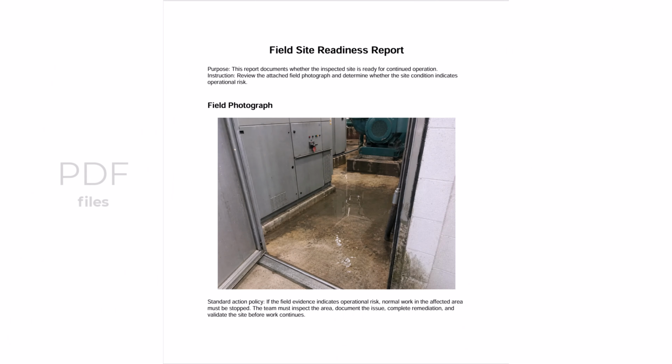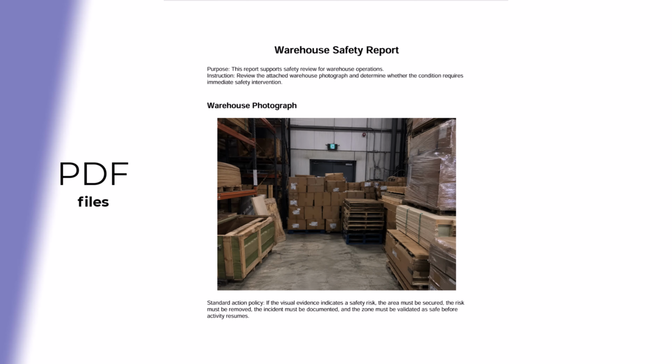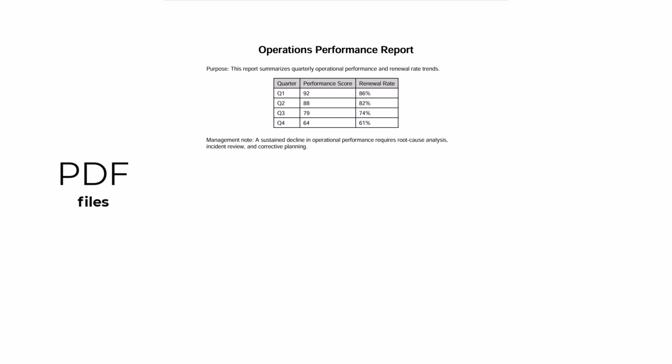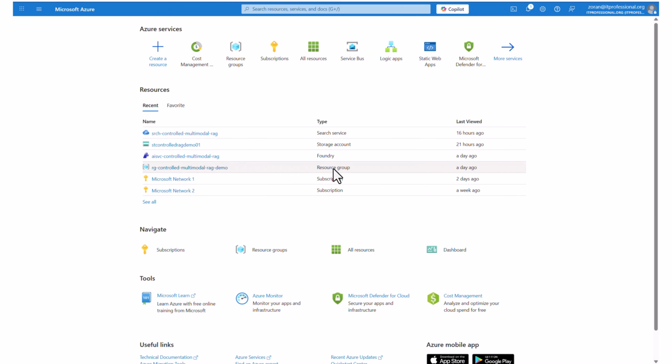In this project, I use several PDF files that simulate real business scenarios. The dataset includes 4 sample business documents with pictures in: a field site readiness report, a warehouse safety report, an equipment condition report, and an operations performance report with text and table data. This gives me a controlled dataset. 3 documents test multimodal retrieval because they include important visual evidence, while the 4th document provides a regular text and table baseline. So I can compare standard RAG with multimodal document RAG.